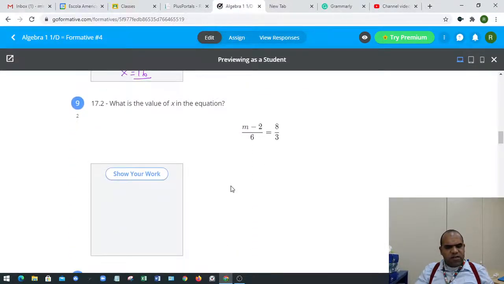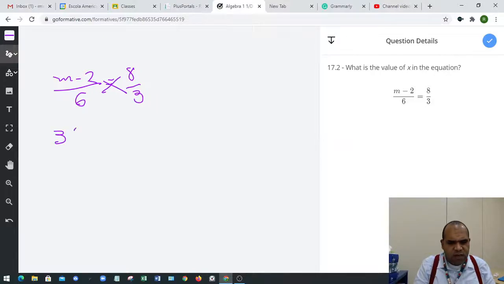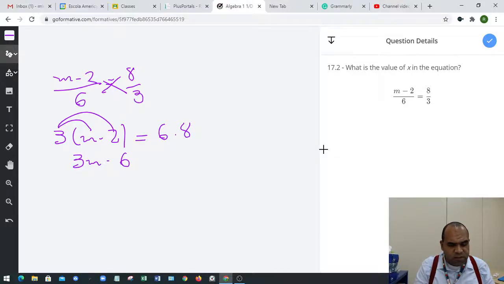Number 9, what is the value of the equation here? m minus 2 over 6 equals 1/3, the same thing. Let's solve this one. You cross multiply. 3 times (m minus 2) equals 6 times 8. I know it already is 48, but let's do it. 3m minus 3 times 2, which is 6, equals 48.